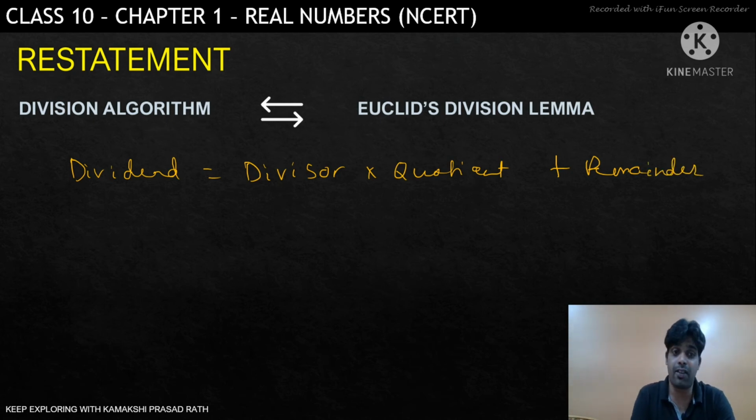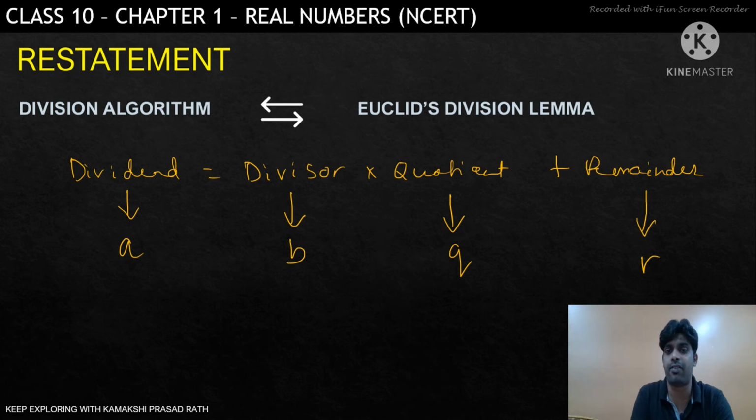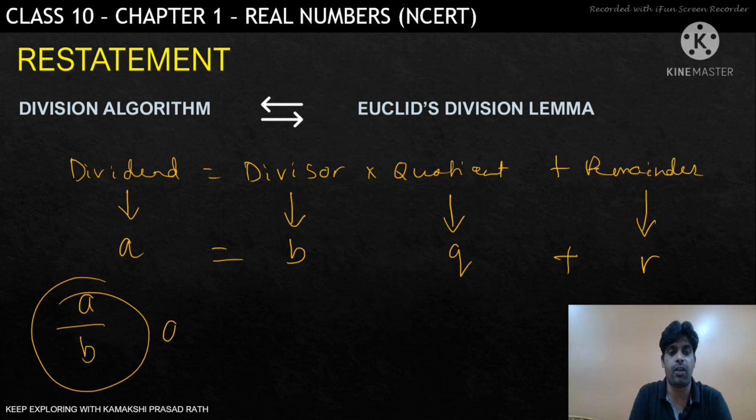Now, instead of dividend, we are using A. Instead of divisor, we use B. Instead of quotient, we use Q. And instead of remainder, we are using R. Same thing, we are getting it. So A equals BQ plus R. So this is possible only when A is being divided by B. And we will assume A is greater than B, then only. Okay. So A is greater than B.